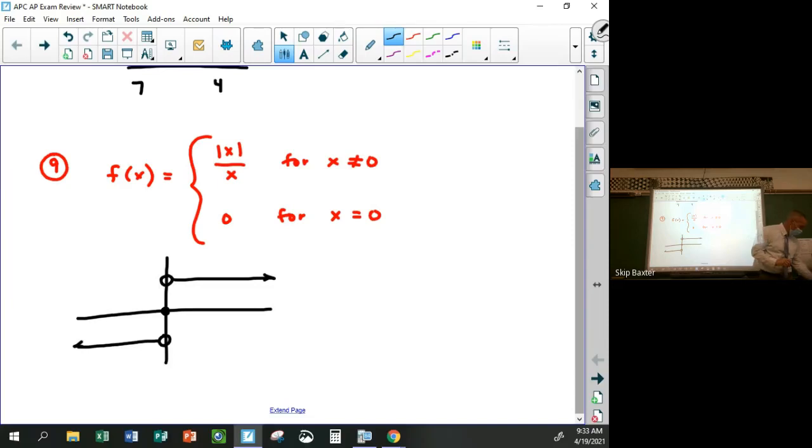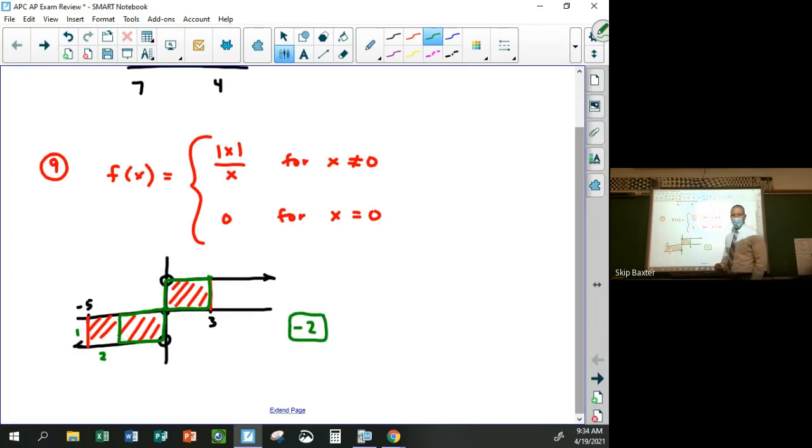So if they want you to find the integral from negative 5 to 3, like if negative 5 is over here, and 3 is here, right? Then we're really talking about this total signed area. And if you think about it, this little rectangle here is going to cancel with this little rectangle here, right? Because one's negative, one's positive. So what you end up with is just this little rectangle, which is 2 by 1. So the answer is negative 2. Does that make sense? Yep.